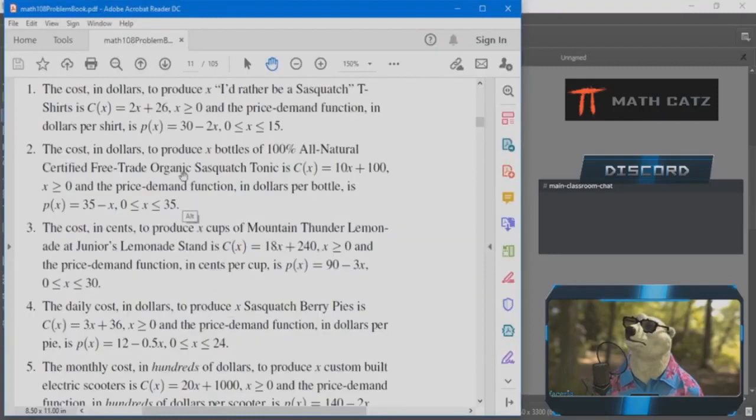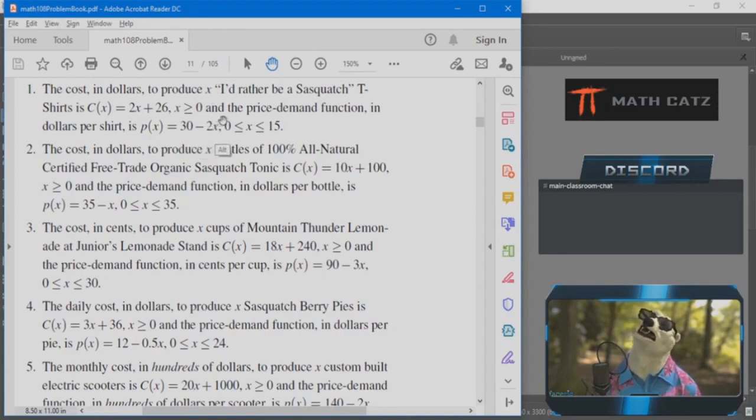Okay, let's just have a look at it. So I have a cost in dollars to produce X number of I'd rather be a Sasquatch t-shirts. That's given by a function, and it's just a linear function. That shows as the number of t-shirts that I produce changes, the cost is going to increase. The more I make, the more it costs me. Fair enough. This just says I'm not making negative t-shirts, right? I'm making 0 or more t-shirts.